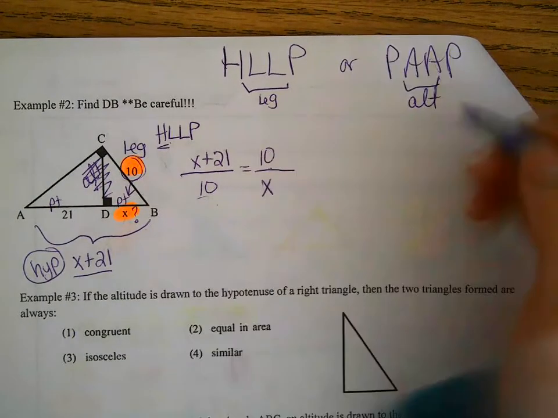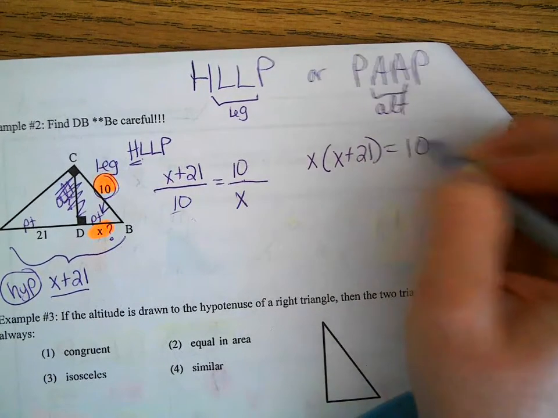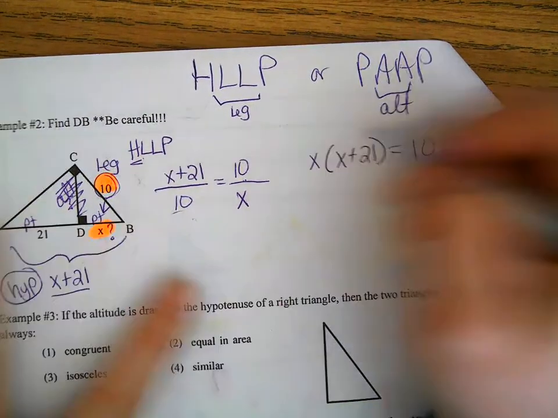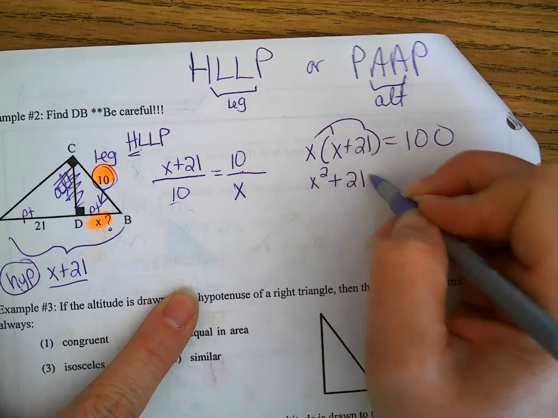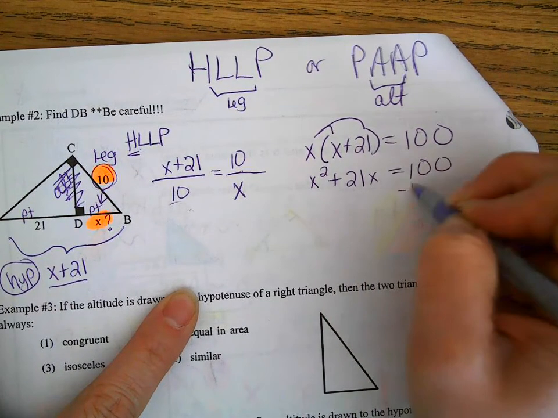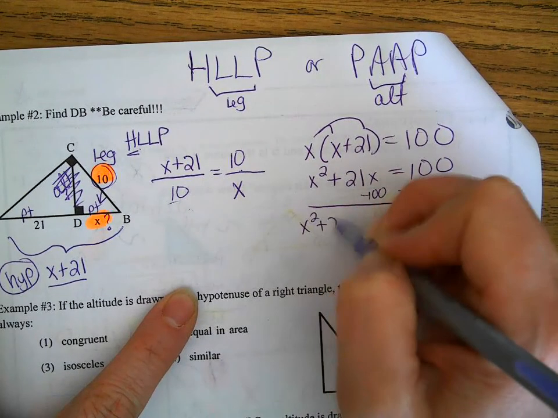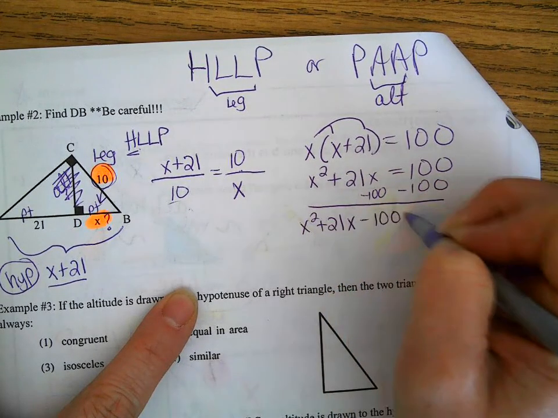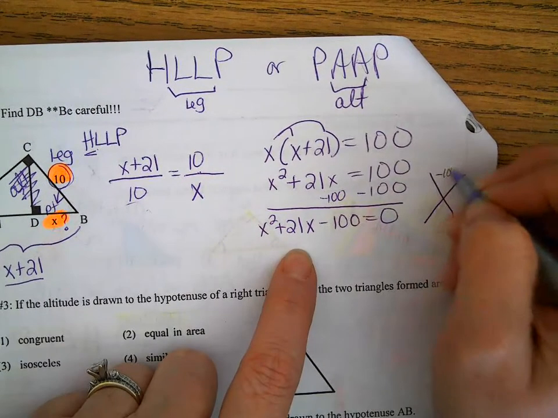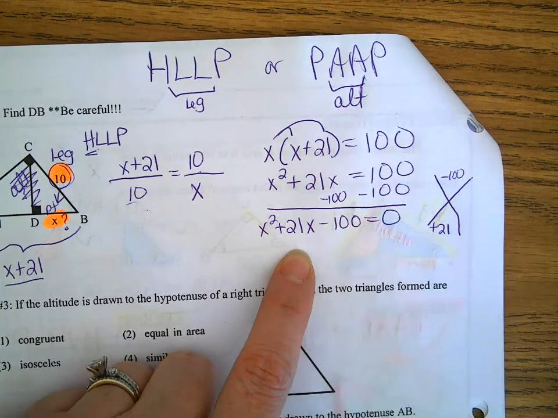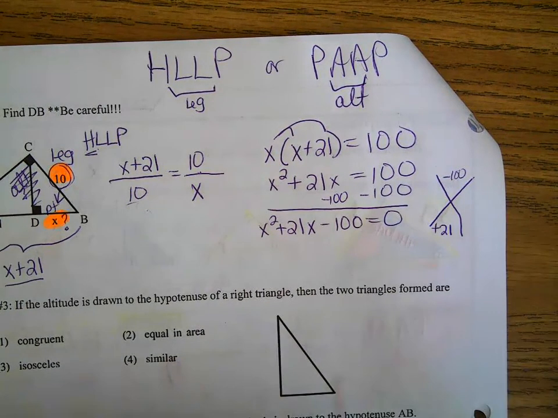So cross multiplying, we get x times x plus 21 equals 10 times 10, which is 100. And this is why we've been practicing some factoring. We get x squared plus 21x equals 100. Move your 100 over. X squared plus 21x minus 100 equals 0. I'd like you to pause the video, try to factor that on your own. What multiplies to negative 100 and adds to a positive 21? So pause the video, please, solve it, and restart.